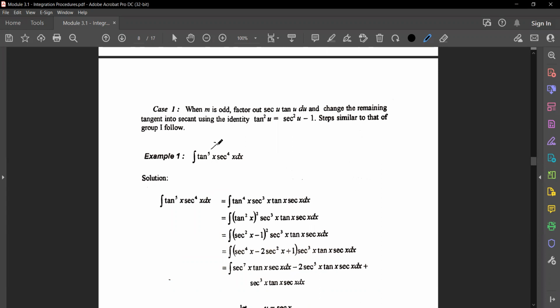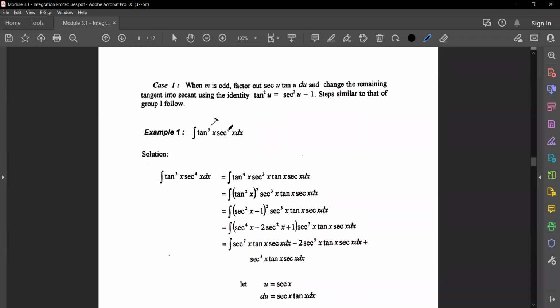So we have here tan raised to 5. What do we do? We factor out the secant u tan u du. Don't be confused with this one, it's the same thing. Factor out the whole thing, not only the first term, but the whole. So this is the original, and this is what we factored out.